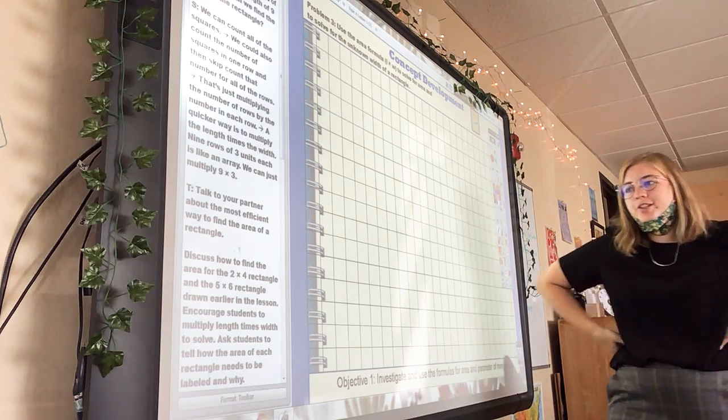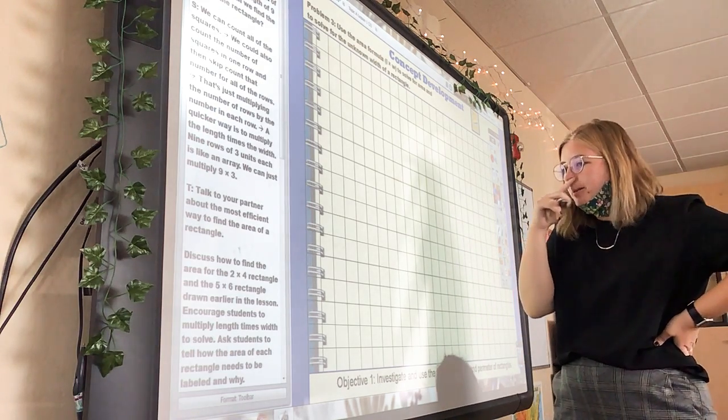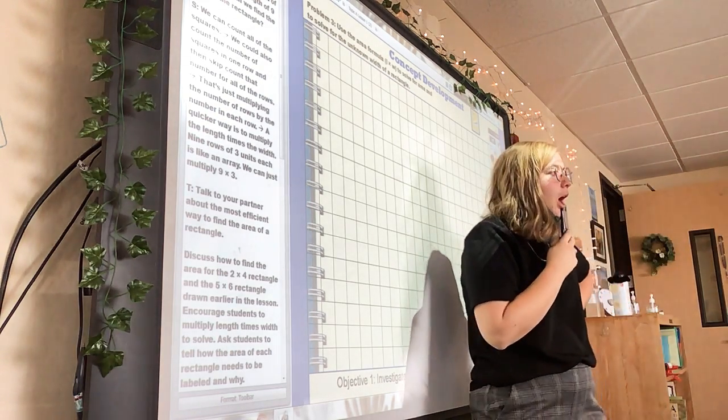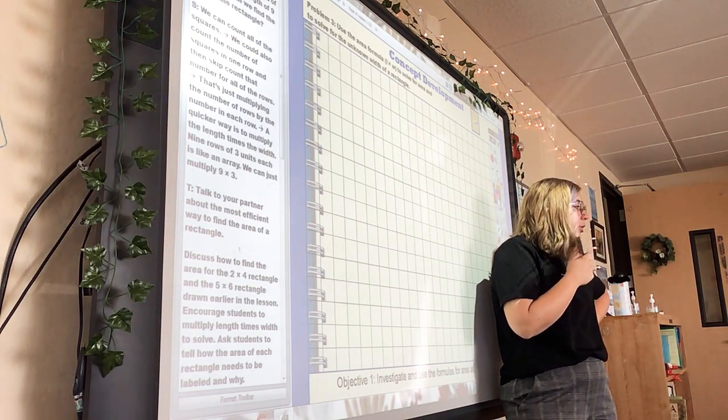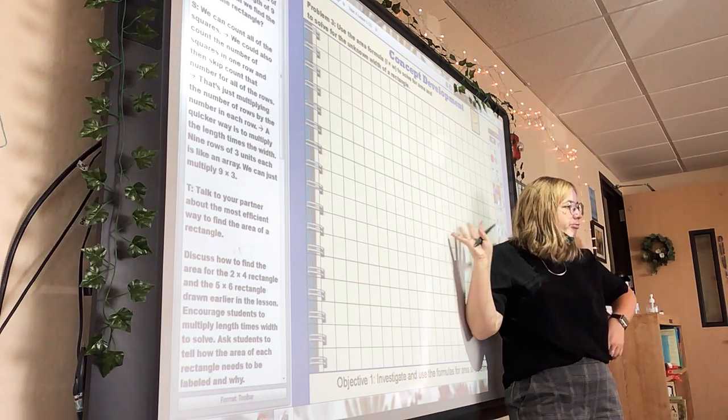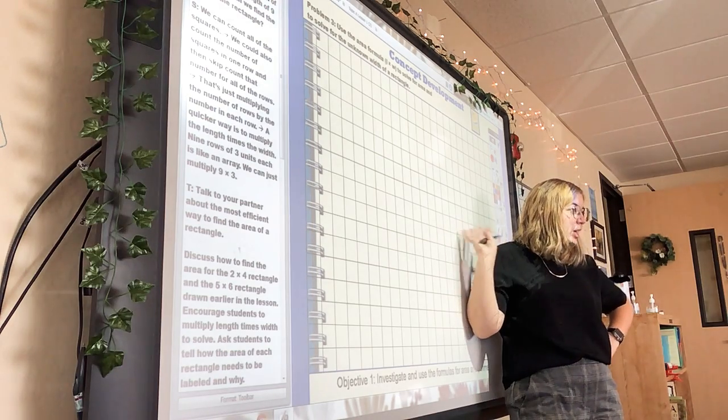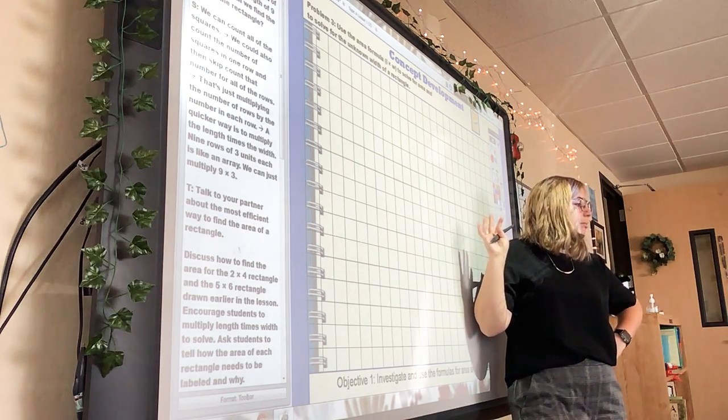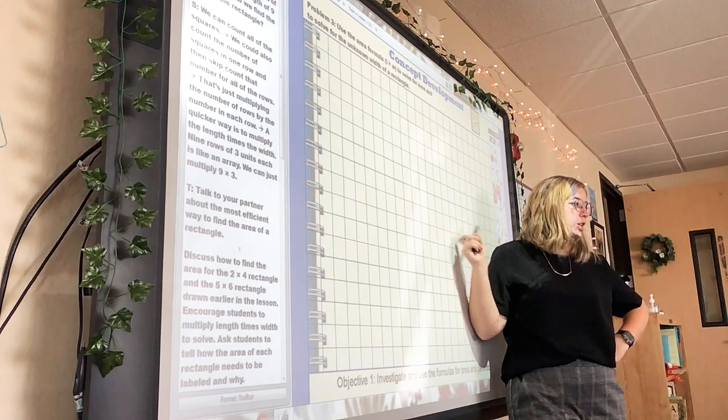If you could do me a favor, turn to the blank side of your whiteboard. I will be getting you grid paper later this week. I'm not really sure when exactly. But you'll have paper like this to put in your whiteboard, okay?